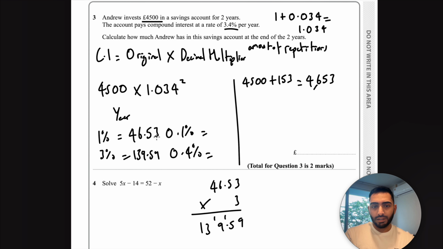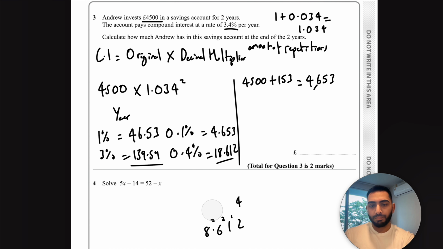Next one I got to do is 0.4%. So 1% is this. 0.1% would be 4.653. And now I need to times that by 4. I'll just use this again. Put my decimal point over there. This time I'm timesing by 4. 3 times 4 is 12. 4 times 5 is 20, so 21. 4 times 6 is 24. Add 2 is 26. 4 times 4, 16, 18. And then we can put our decimal point over here. So it'd be 18.612.